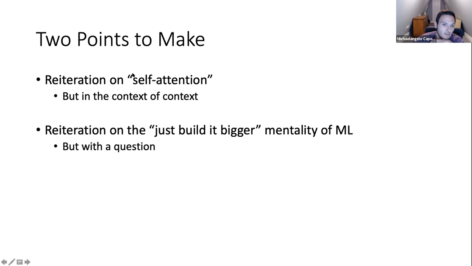Okay. So I thought I'd reiterate on self-attention once again. We talked about it, but let's go into the details a little bit more, and also talk about it in the context of context. In the dendrite work that we're doing, we're thinking a lot about making context-informed representations. As I interpret it, self-attention is one way the machine learning community deals with context, in particular context within very long sentences.